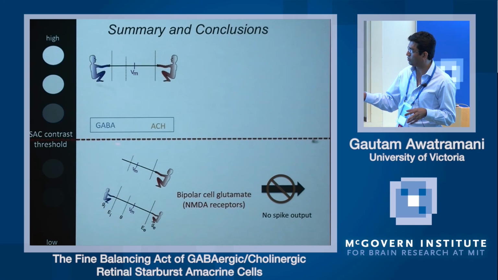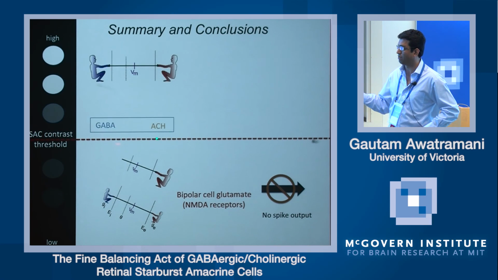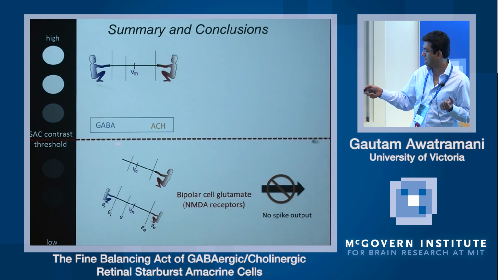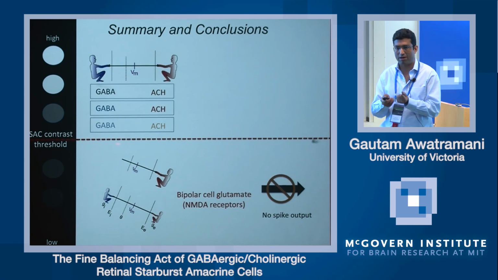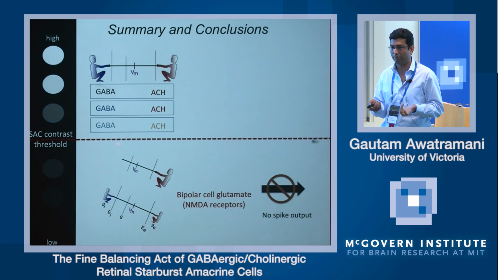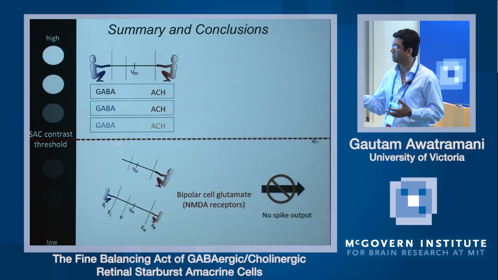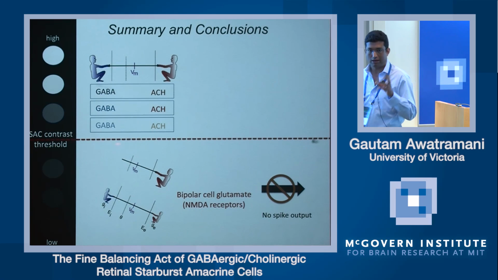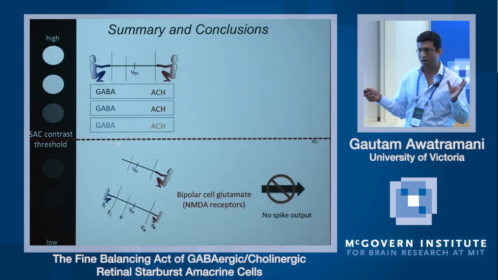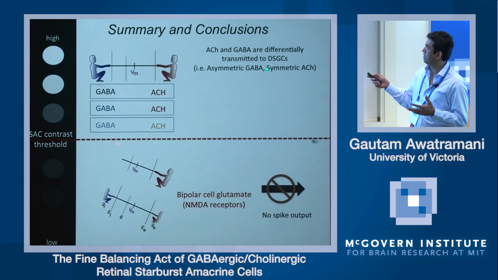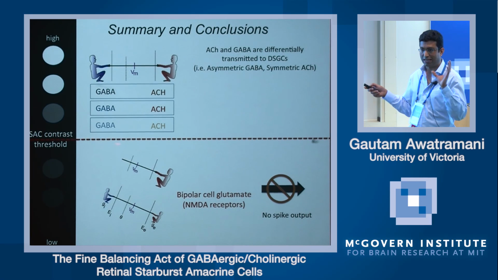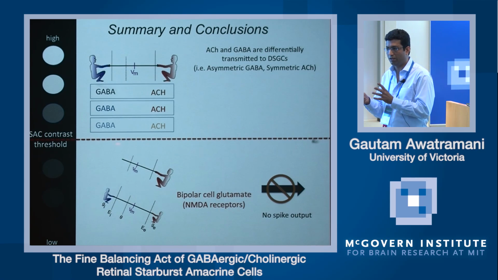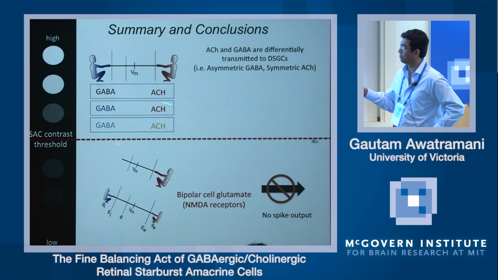Only when the starburst reaches threshold contrast and starts to release acetylcholine and GABA do you start to see responses in the ganglion cell. And this is a beautiful system because now, however strongly you stimulate it, the ACh and GABA are always tied together because they're emerging from the same cell. So the stronger you stimulate it, with the higher the contrast, the more the GABA and the more the ACh. So this system always stays in balance. Now, although ACh and GABA are being released by the same cell, they're differentially transmitted to the ganglion cell. And that, I showed you, was because the GABA was asymmetric and the acetylcholine to the ganglion cell was symmetric. So this is a beautiful trick to get a very balanced inhibition and excitation.